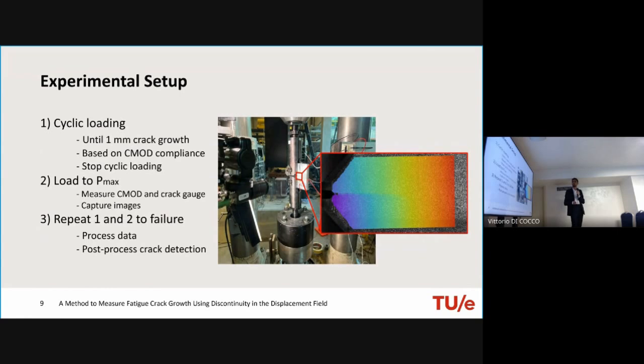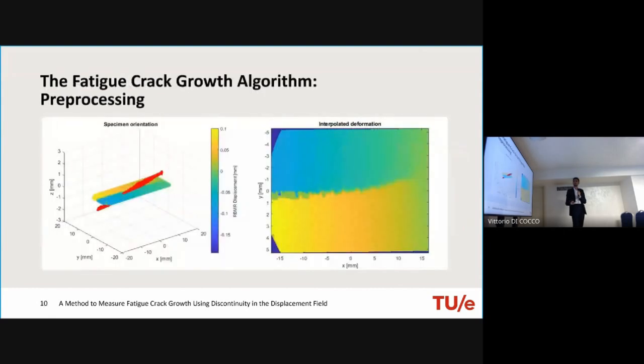So in the experimental setup, we have a custom script based on crack mouth opening compliance. Sorry, every 1 millimeter crack growth, we stop the test and then load statically to maximum load, take a picture and continue the test in the field. Then we process the data and post-process the DIC data to detect the crack and fatigue crack growth.